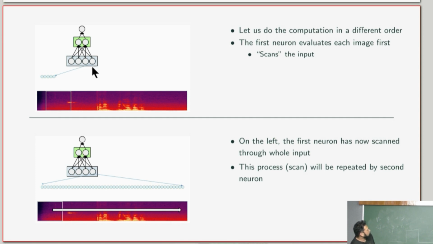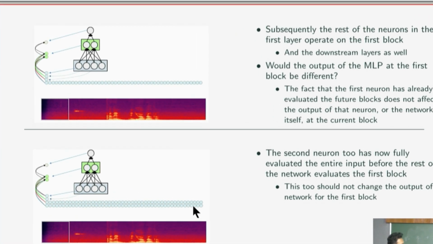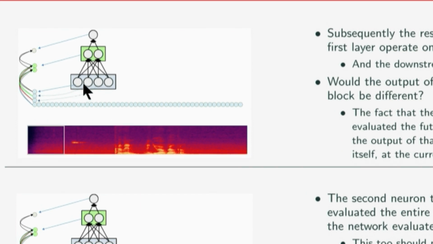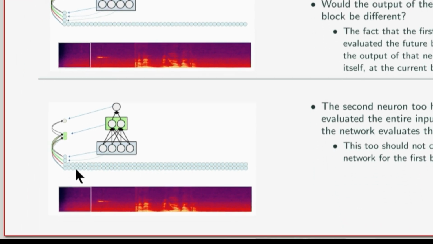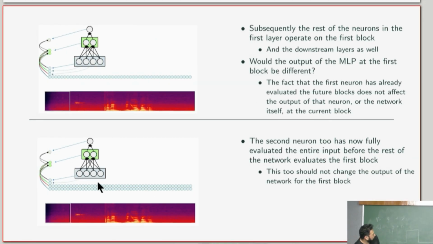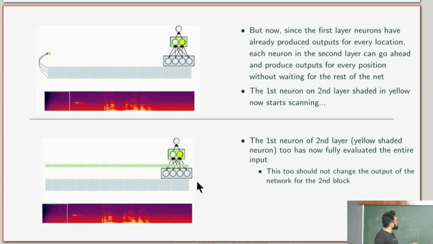Only the first neuron is now scanning, and it has scanned everything until here. Then I believe the second neuron will start scanning, and then the third neuron will start scanning. Here you can clearly see the second neuron is done. After the first neuron, the second neuron has also completely scanned. The third neuron is now going to start here. Once the second neuron is done, the third neuron will be done, and then the fourth neuron will be done.